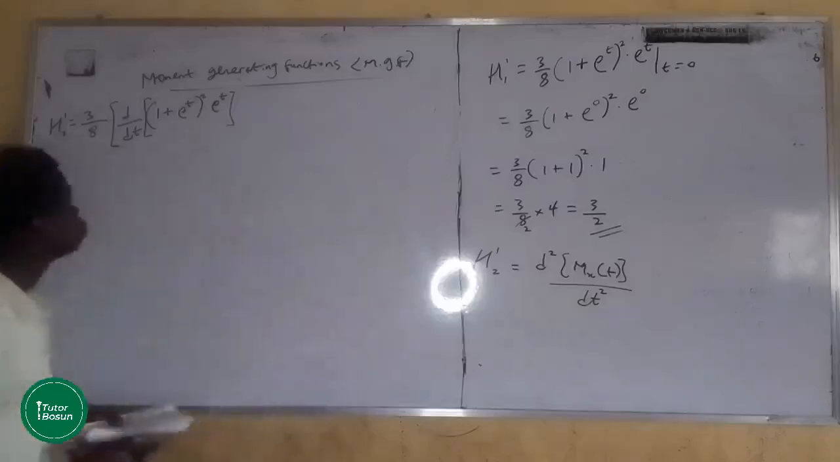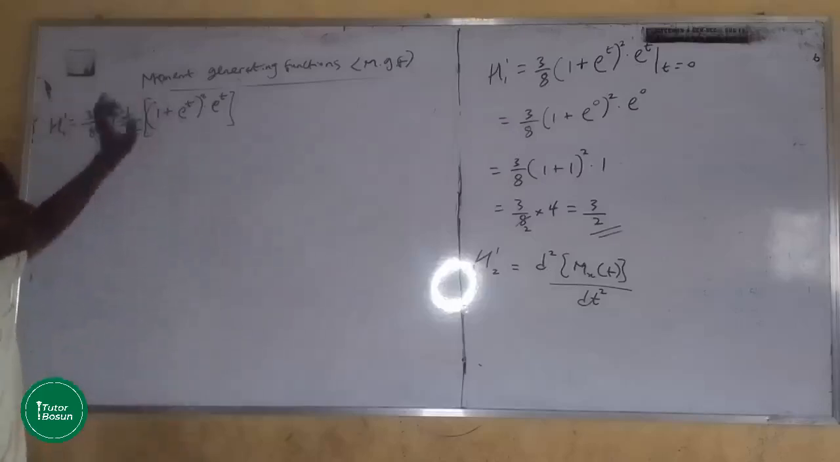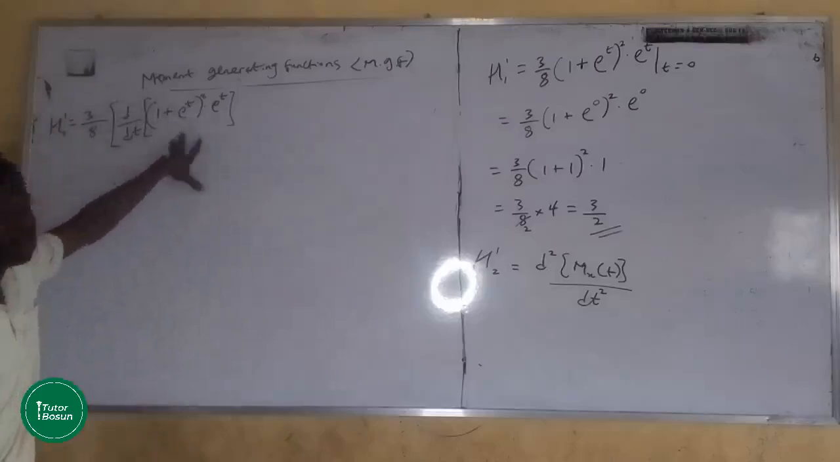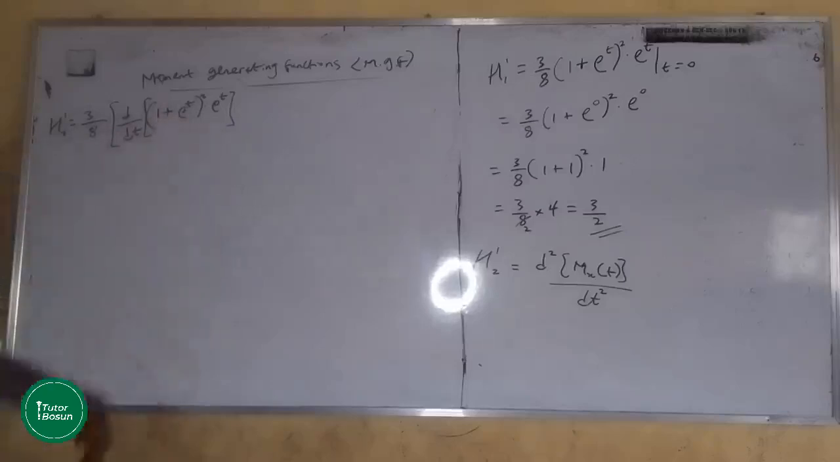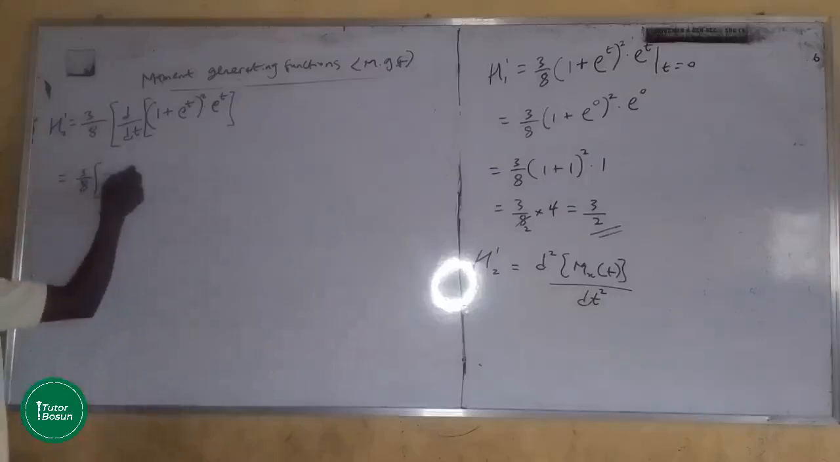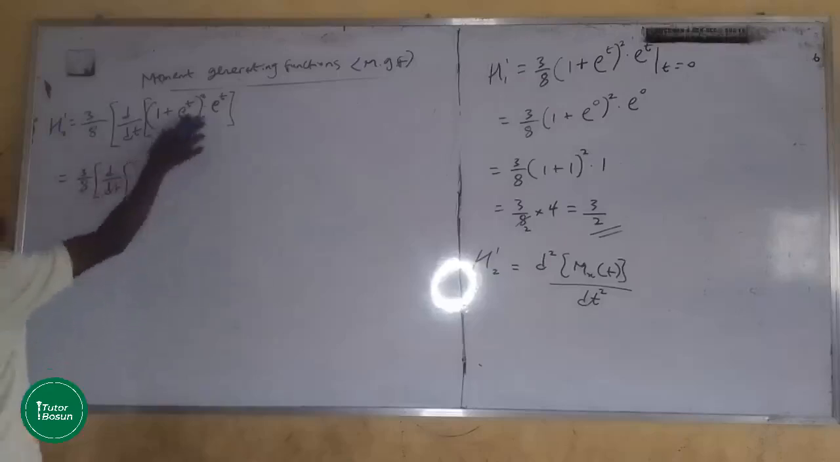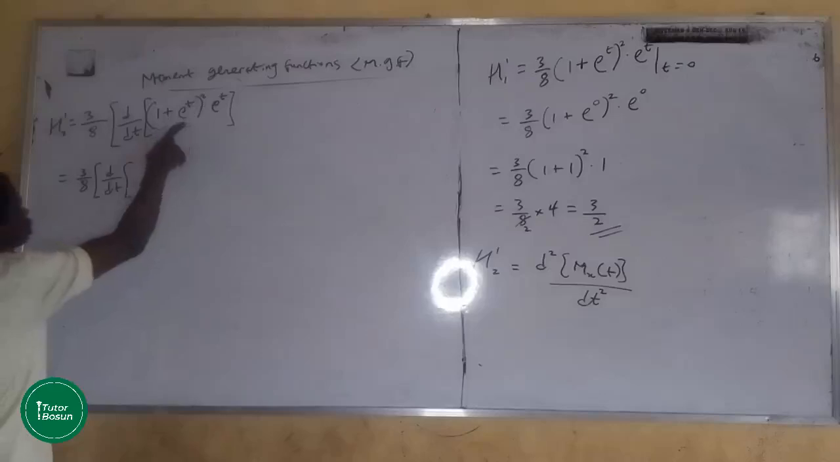However, if you don't want to go through the process of using product rule, you can decide to expand this before differentiating. So to make it easier, let's quickly expand. So we have 3 over 8 into the derivative of. Let's expand this first.